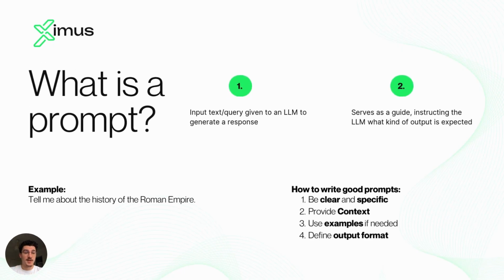What is a prompt? A prompt is an input text or query that is given to an LLM to generate a response. And the prompt serves as a guide instructing the LLM what kind of output is expected. For example, tell me about the history of the Roman Empire. That's a really simple prompt. And yeah, there are some rules to guide you through the prompting process and how they can be good, which is be clear and specific, provide context, use examples if needed, and define the output format.